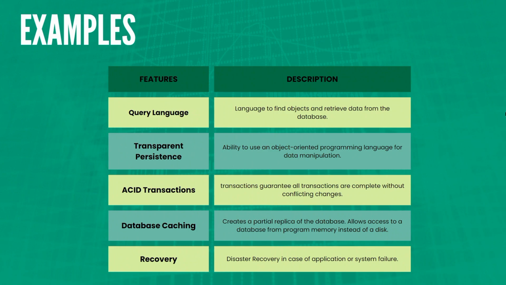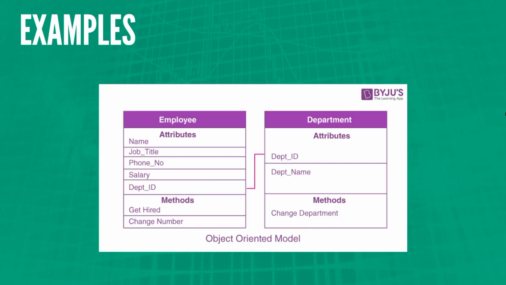For database caching, creates a portable replica of a database, allows access to a database from program memory instead of a disk. Recovery is for disaster recovery in case of application or system failure. So this is an example model of a database management system.